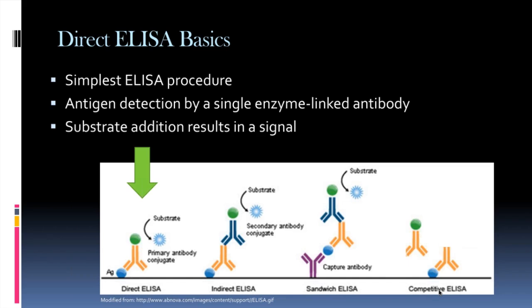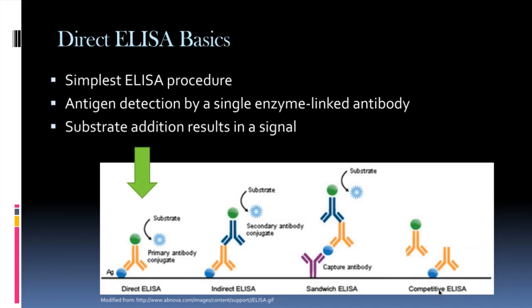And the antibody itself is linked to an enzyme, which is shown here in green. The enzyme will have a specific substrate that when it binds to, it produces a reaction. So in the second step, the substrate is added, and the enzyme catalyzed reaction results in a signal being given off. And this signal needs to be able to be detected.